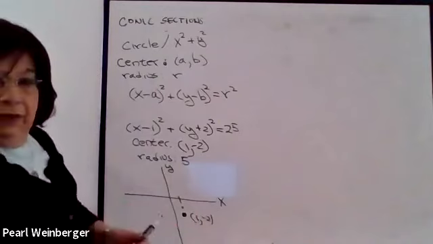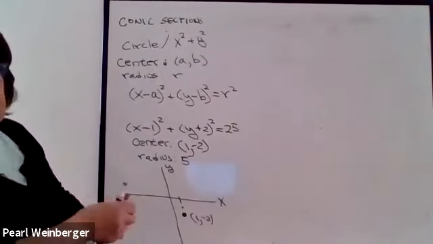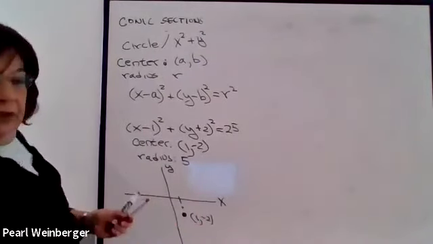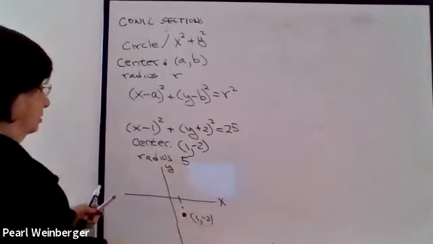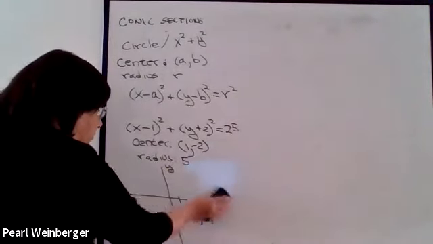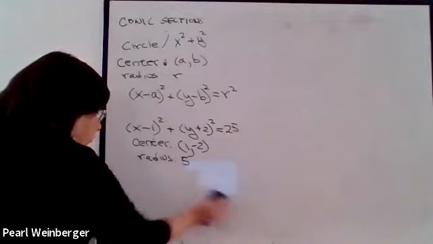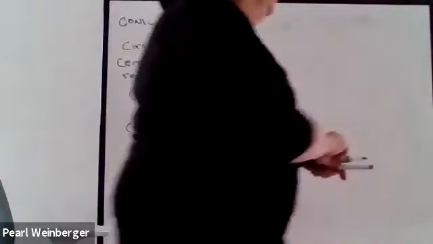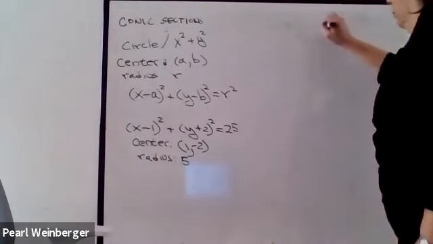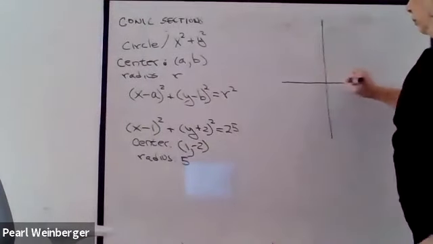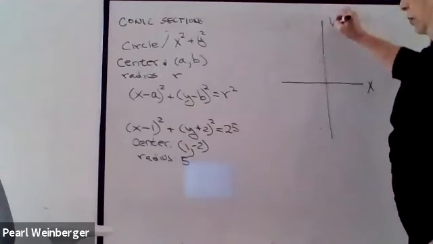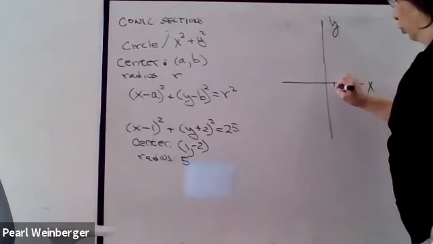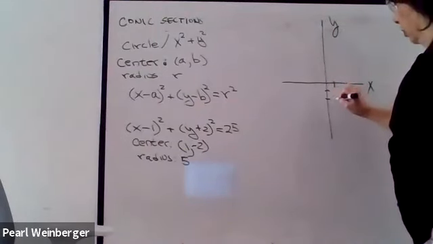Now, you really have to do this on a piece of graph paper. I think you're not going to see this, so I'm going to move over there where there's more room, and see if I can show this more clearly. Okay, here's my point 1, -2. This is my center.